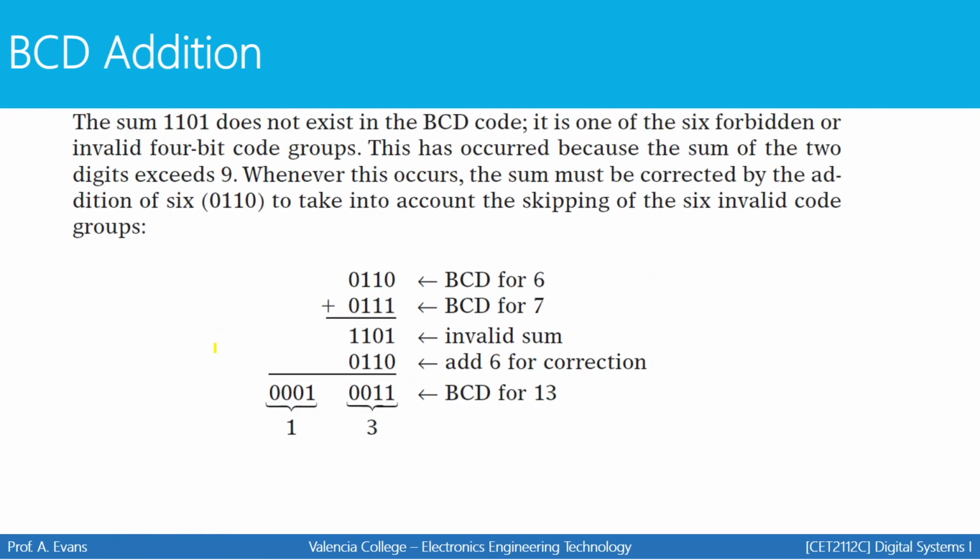So here's that example again. 6 plus 7. Here's our 6. Here's our 7. Add it together, and that's not a BCD value for 13. That's a binary value, but it's not BCD. So add 0110 to your answer, and you'll end up getting a 1 and then a 3, which is your valid code for BCD, the number 13. So anytime you have two numbers you're going to add together in BCD, if they're going to add up to be greater than 9, you have to add 6 to your answer to make it correct.